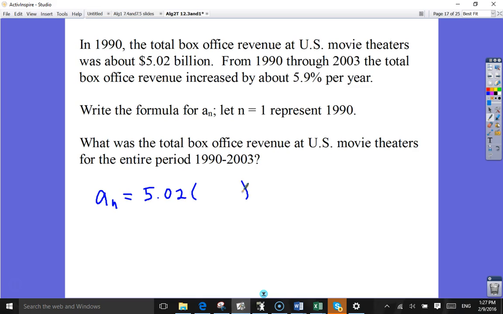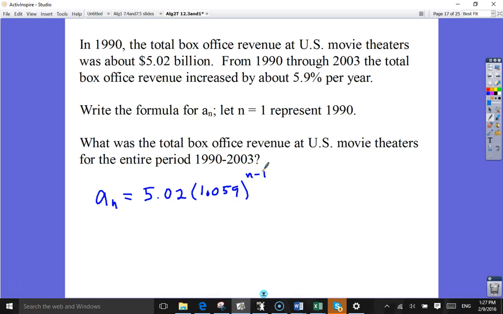1.059, okay? You got to have the 1, or else the terms aren't going to get bigger, right? It's going to be the 1 times 5.02 will give you that 5.02. The 0.059 times 5.02 will increase it, right? So it has to be 1.059. That's how you make something increase year to year by 5.9%. And then we're going to use n minus 1 up here.